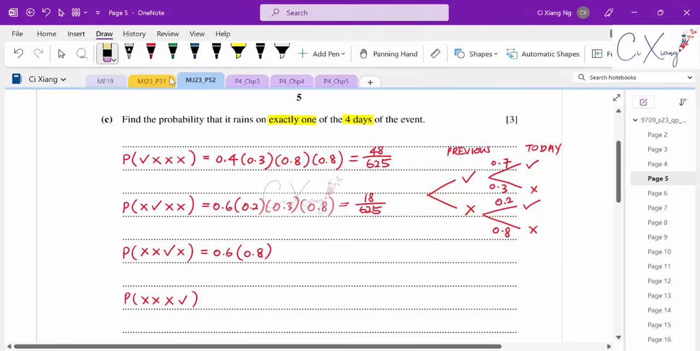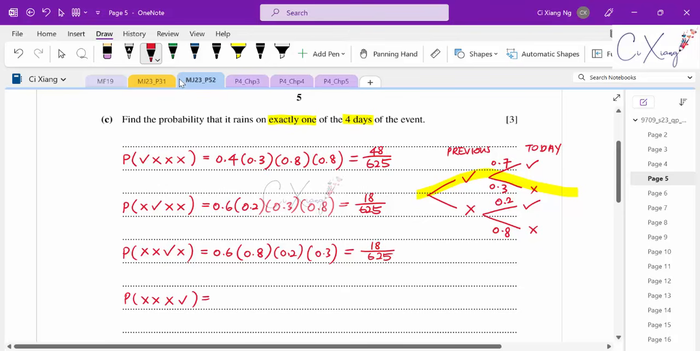Okay, then when you go to the third day, today raining, previous day not raining. That means previous day not raining, but today rain. The probability is 0.2. Okay, then until the fourth day is today. Today not raining, but previous day raining. So previous day raining, but today not raining. The probability is 0.3. So I have 0.3 here. Then after that you can try to simplify it out, of course. Then you should get also 18 over 625.